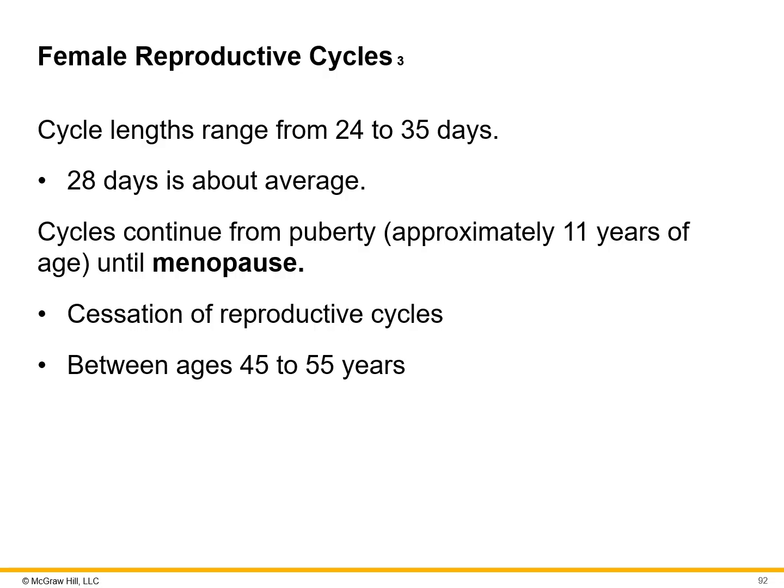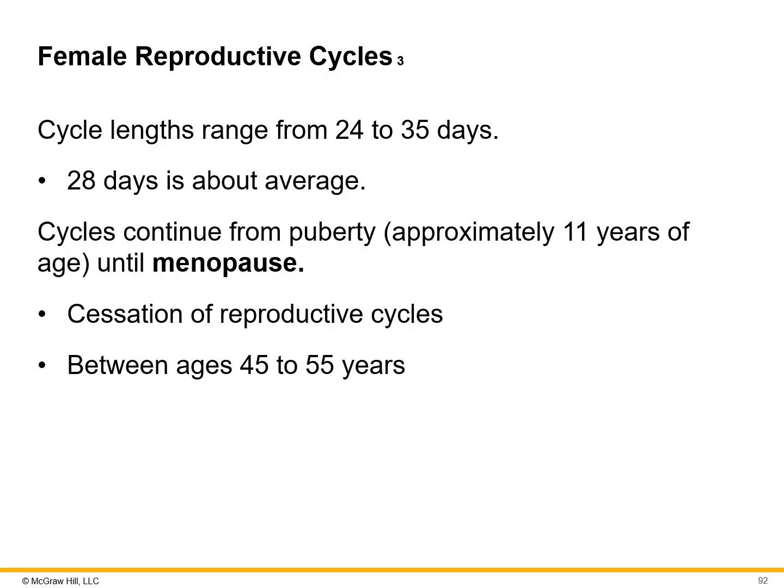Your cycle lengths range from like 24 to 35 days. 28 days is about average. Some people may go a little bit longer, maybe a little bit less, right? So obviously, your cycles will continue at puberty. For some people, that might be 11. When I worked in pediatrics and also OBGYN, I had some females in pediatrics that had precocious puberty, which means you're going through puberty really young. And I actually had one patient that started her cycle when she was 9 years old. Those cycles start at approximately 11 years of age, maybe a little bit younger, maybe a little bit older, and you will have them until menopause.